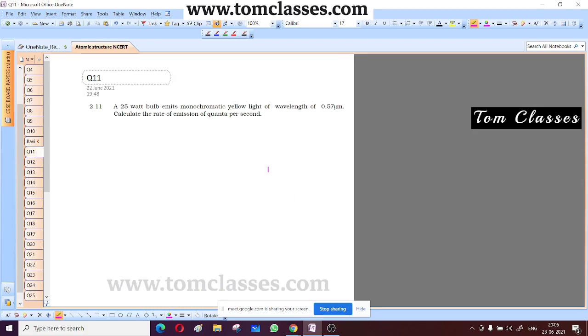So what does it say? It says that a 25-watt bulb emits monochromatic yellow light of wavelength 0.57 micrometer. So that is the wavelength which it is emitting.